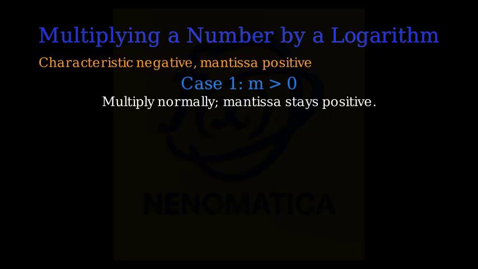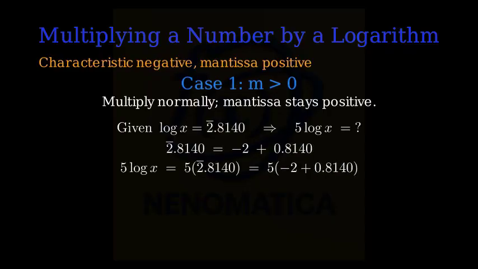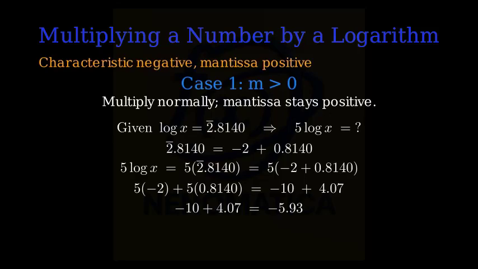Here is the example. Log of x equals bar 2.8140. Find 5 times log of x. First, interpret the bar notation. Bar 2.8140 means negative 2 plus 0.8140. Now, distribute the 5. 5 times negative 2 plus 5 times 0.8140. That becomes negative 10 plus 4.07. Combine to get negative 5.93.